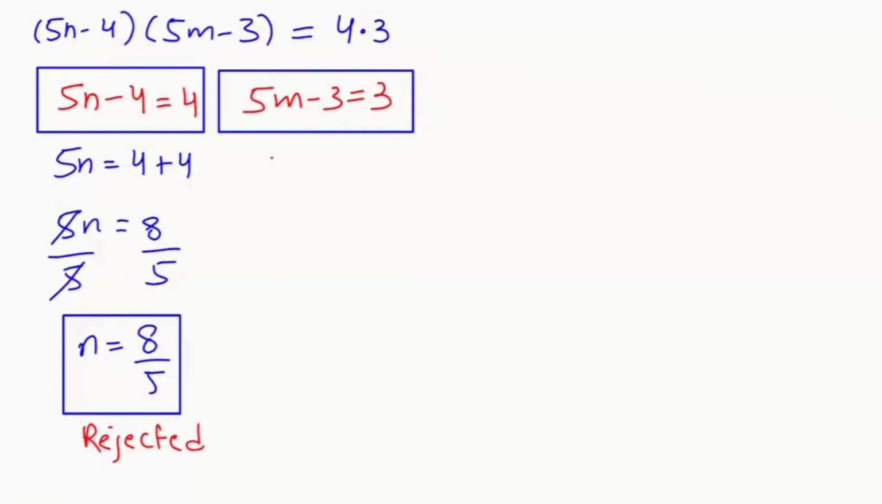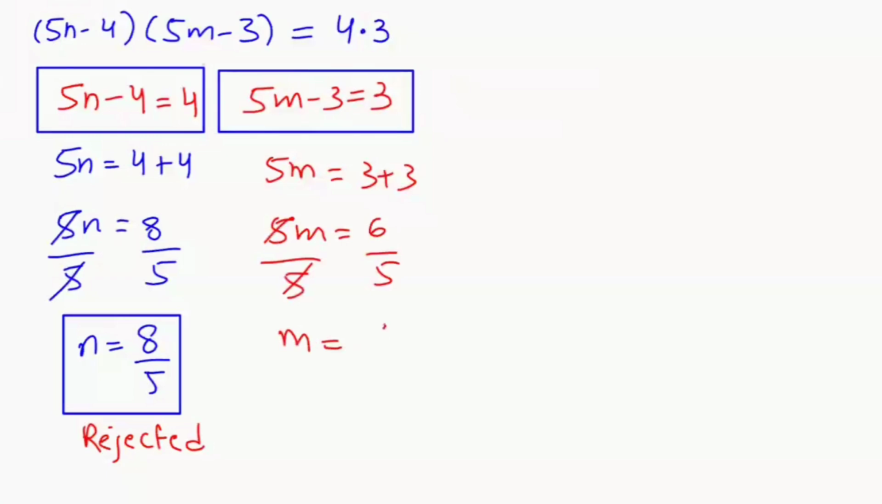This I'm going to solve for m. 3 plus 3, 5m is equal to 6. This 5 is dividing both sides. This and this get cancelled. m is equal to 6 over 5. Here we again get a non-integer value of m. So this case is also going to be rejected.